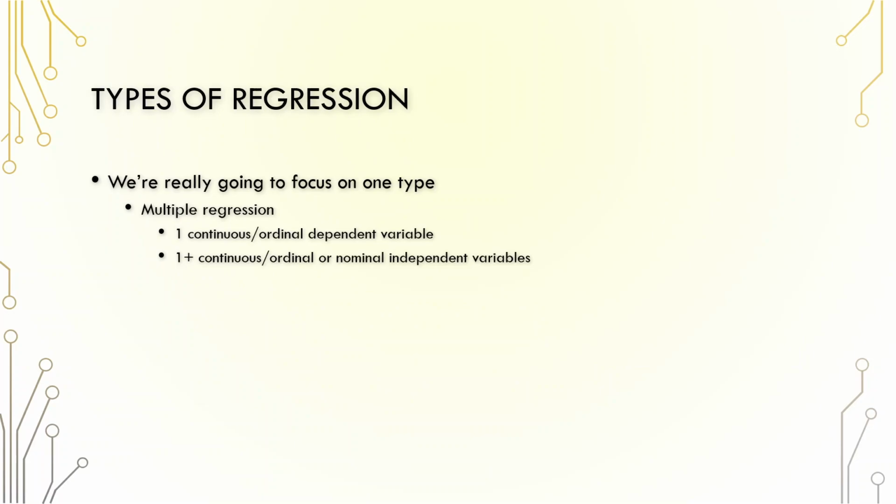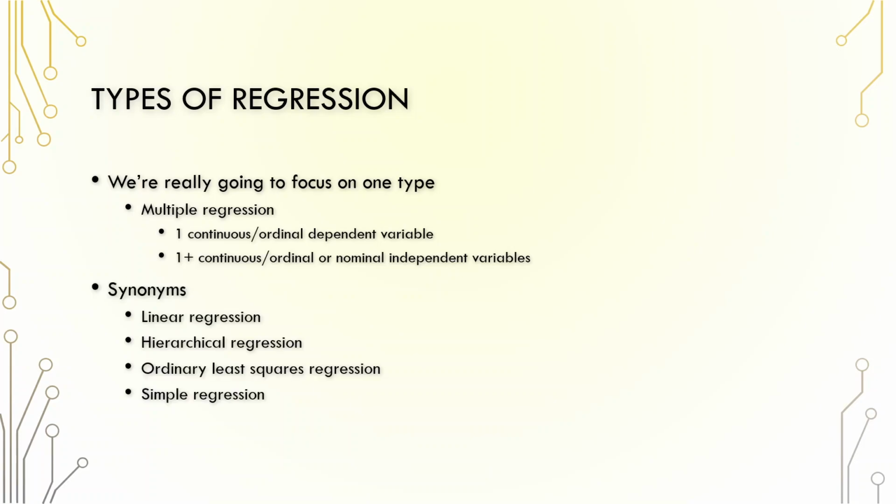All right, so types of regression. There are many types. We're only going to focus on one type. It's called multiple regression, and this is where we have one continuous or ordinal dependent variable, and we have one or more continuous, ordinal, or nominal independent variables. So we have at least one, but you typically have more than one independent variable. The dependent variable is our outcome, the thing we're trying to predict. Independent variables are the ones that are predicting it.